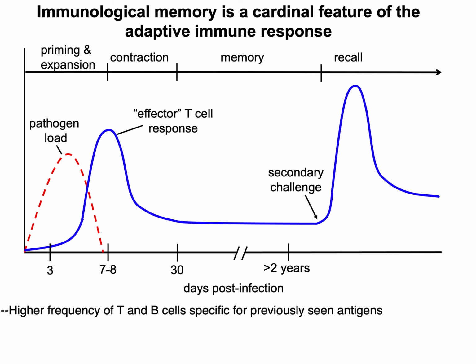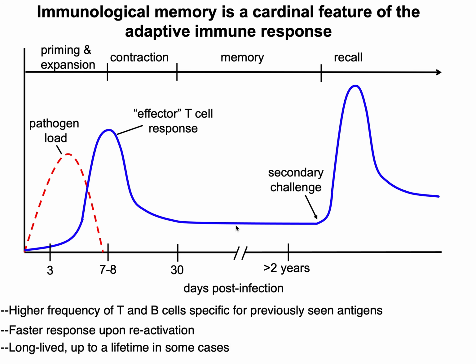Some key features of this response are that at memory time points, there's a higher frequency of T and B cells that are specific for these previously seen antigens. These memory B and T cells can get activated faster upon reactivation, and these memory populations can be very long-lived, in some cases even lifelong.